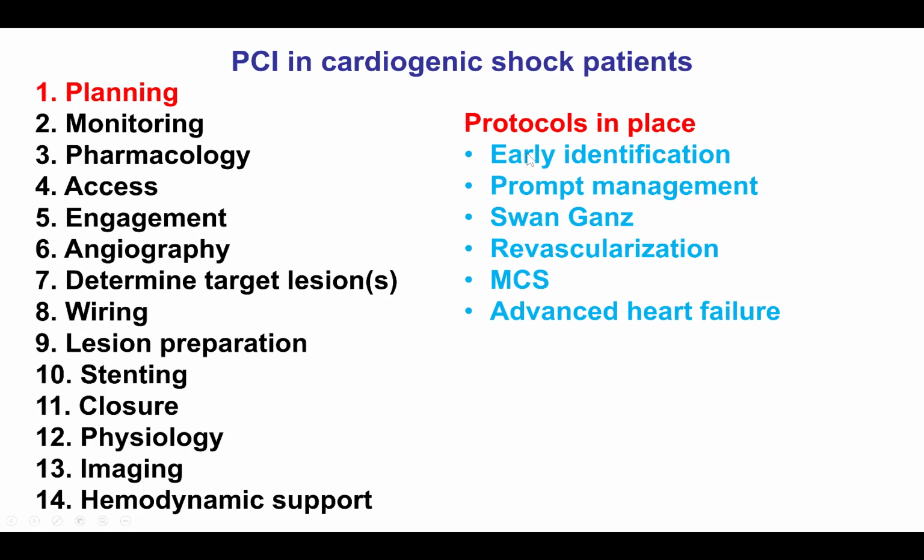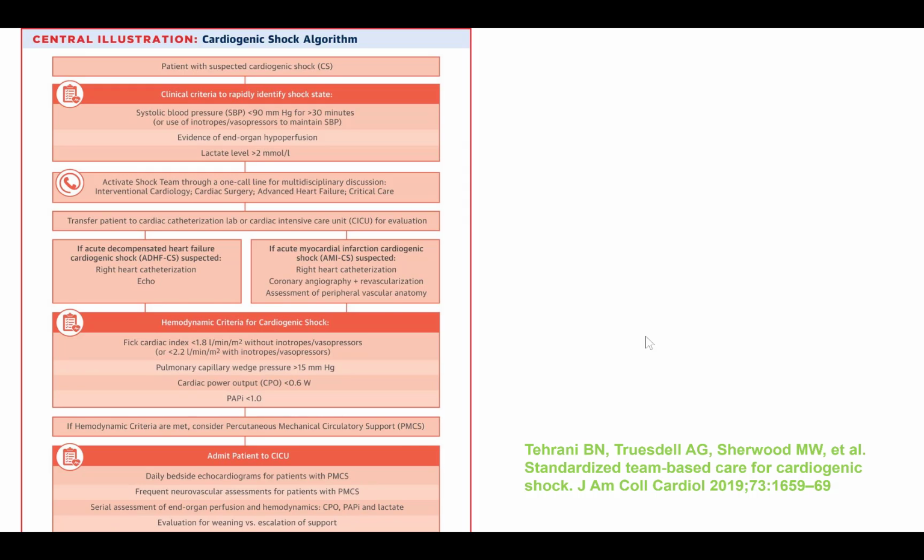Protocols can help with early identification of patients with shock and prompt management, which can have tremendous impact on the subsequent course of the patient. They emphasize the importance of right heart catheterization with a Swan Ganz catheter, prompt revascularization of the culprit-only lesion, use of mechanical circulatory support, as well as access to advanced heart failure therapies.